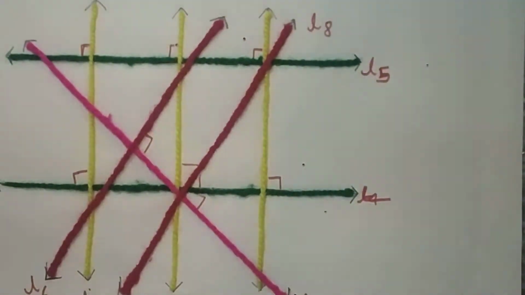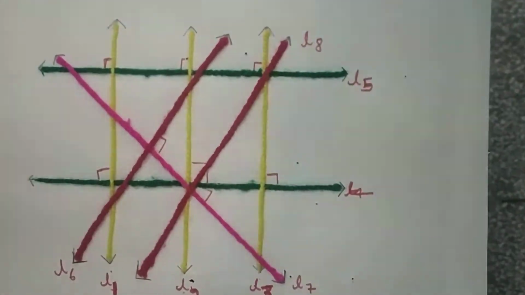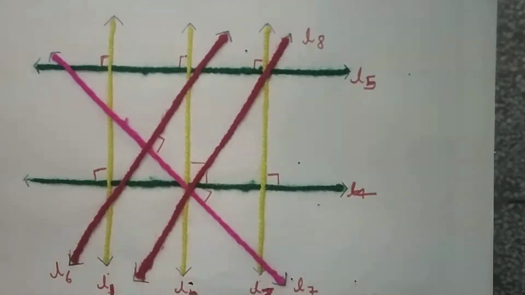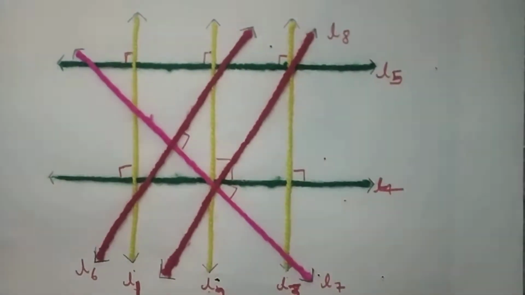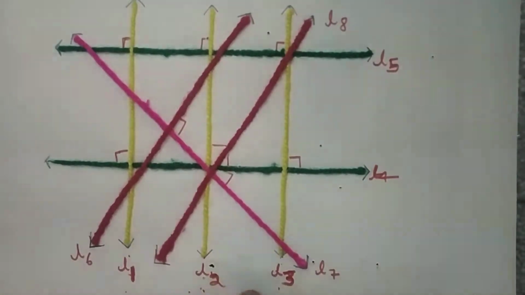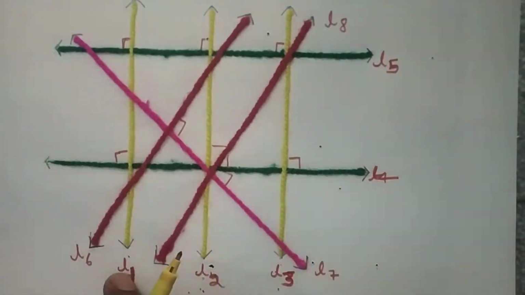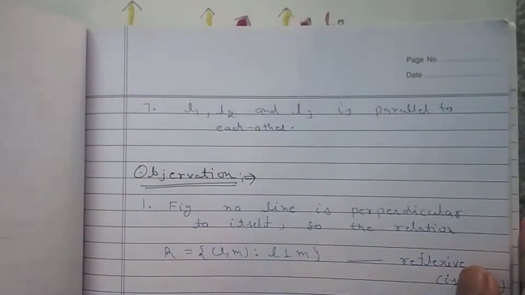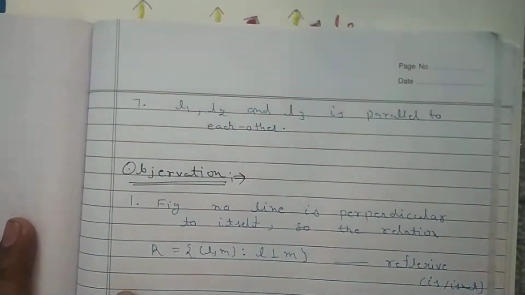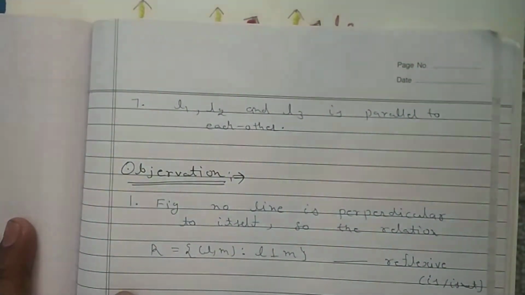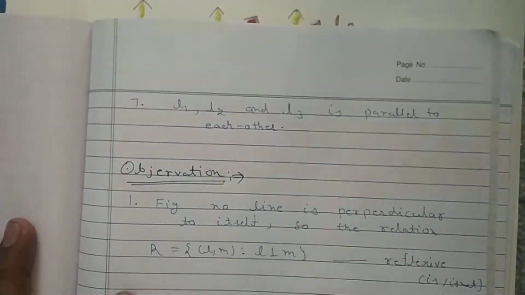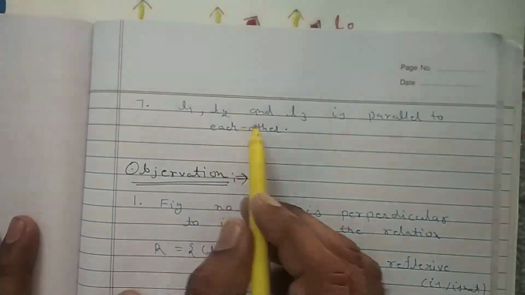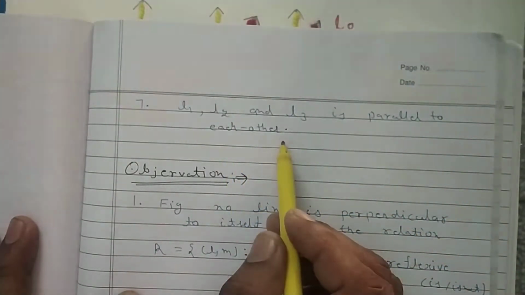And now L1, L2 and L3 are also parallel to each other. Now we write down this observation also. L1, L2, L3 are parallel to each other.